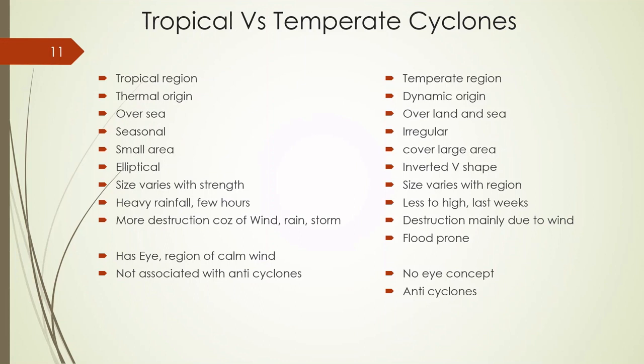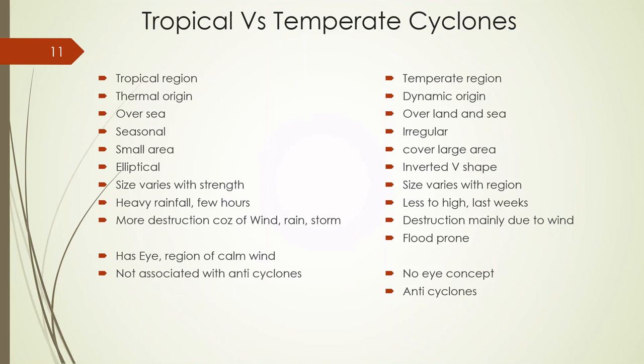So when there is an increased temperature, there is a formation of tropical cyclones, whereas temperate cyclones are formed due to a dynamic process, that is the frontogenesis process. Tropical cyclones are formed only over the sea, whereas temperate cyclones can be formed over land and sea. Tropical cyclones are seasonal, whereas temperate cyclones are irregular. There are no seasonal influences in the temperate cyclone.